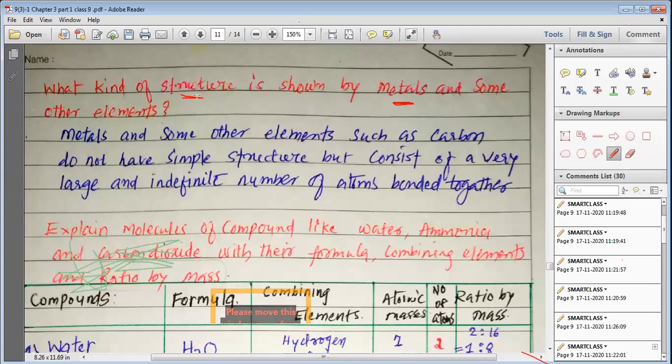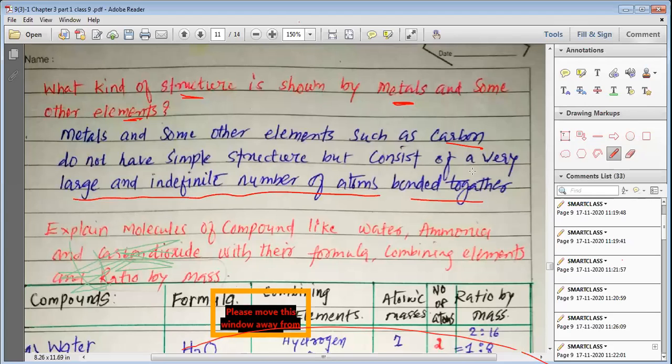So what kind of structure is shown by metals and some other elements? Metals and some other elements such as carbon do not have a simple structure, but they consist of very large and indefinite number of atoms bonded together. Please remember that metals and some other elements do not make small molecules. They do not have the simple structure.